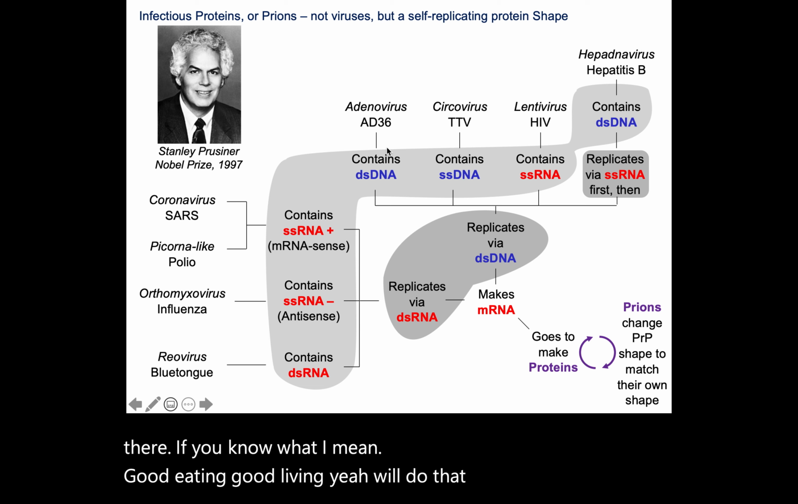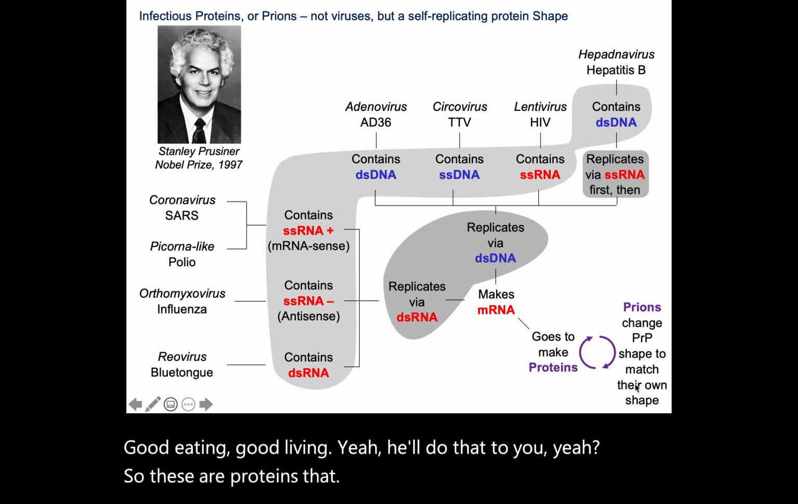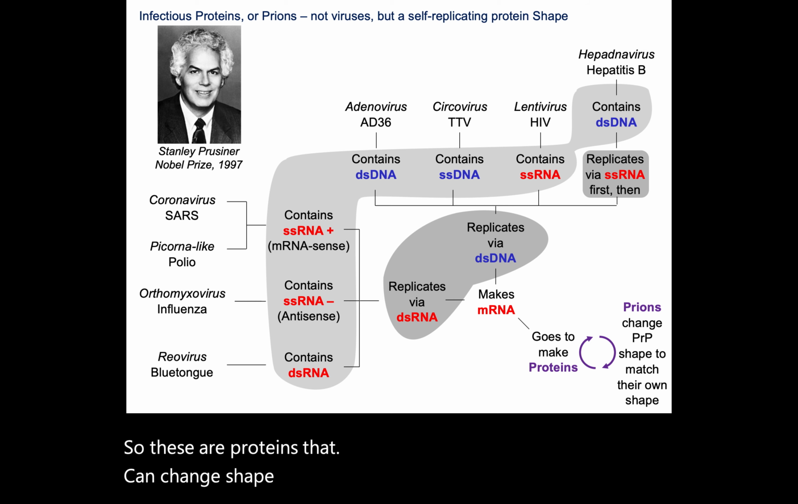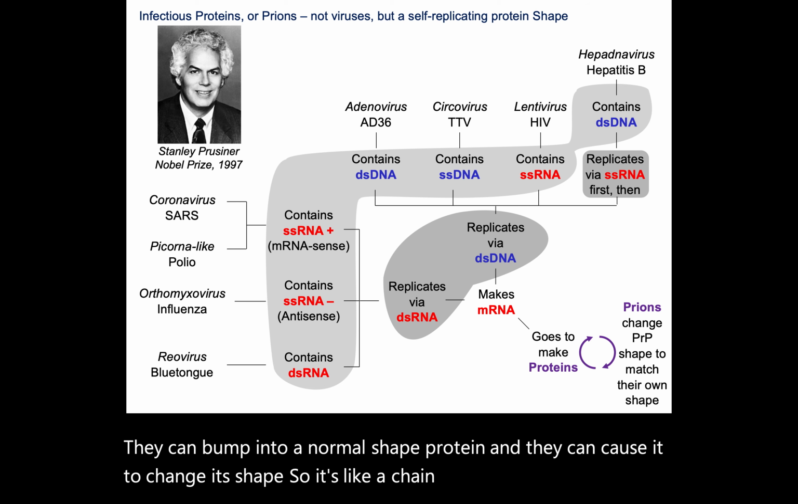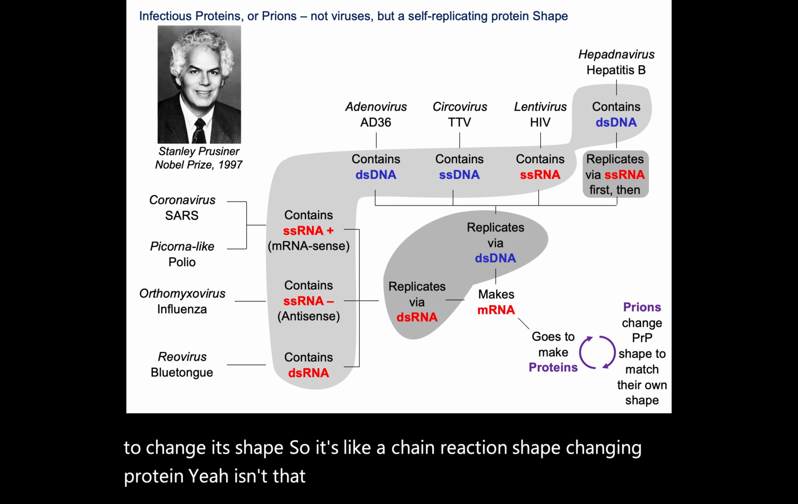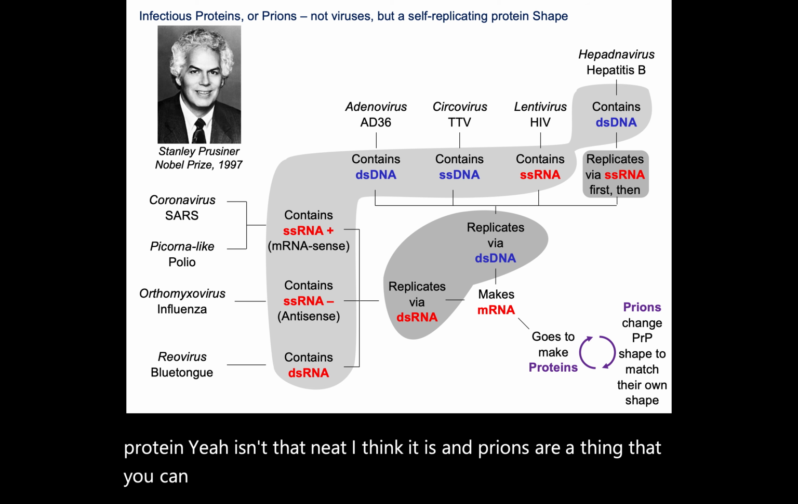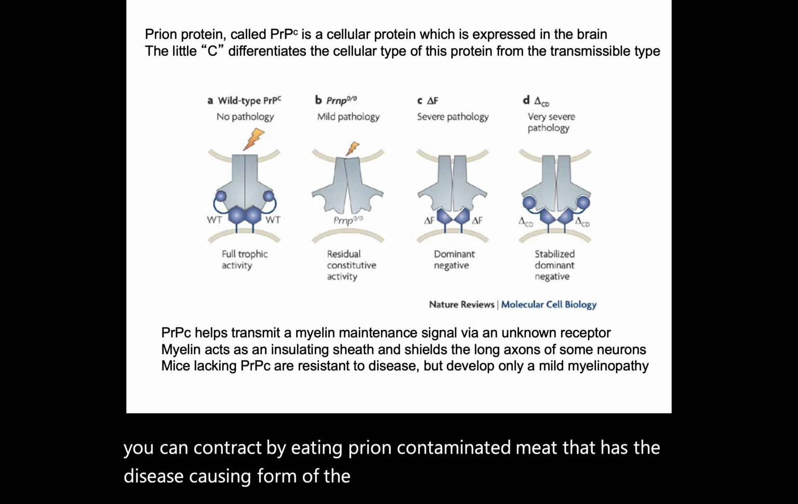Yeah. Let's see. So these are proteins that can change shape, and when they're in the disease-causing shape, they can bump into a normal shaped protein, and they can cause it to change its shape. So it's like a chain reaction, shape-changing protein. Yeah, isn't that neat? I think it is. And prions are a thing that you can contract by eating prion-contaminated meat that has the disease-causing form of the prion in it. So let's talk about these.